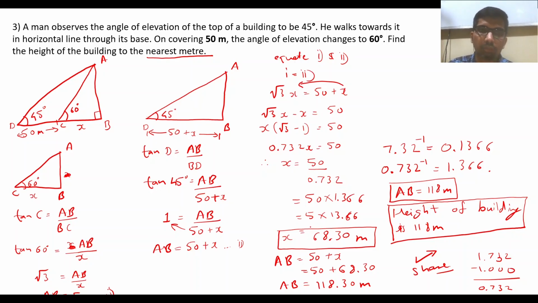You have to find the height of the building. You can put it over here or over here. If you have more time, you can put it over here and waste your time. But if you are smart and fast, put it over here: just 50 plus x. 68 plus 50 is 118.3. They have told us to find it to the nearest meter. After the decimal it's only 0.3, so you can ignore the values after the decimal. So the height of the building is 118 meters. It's a very important question. Let's go further.